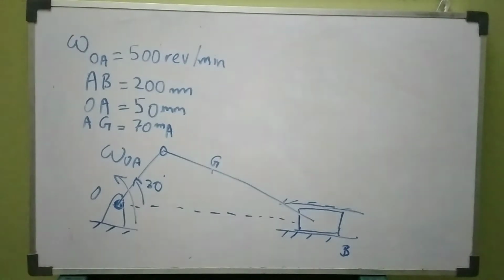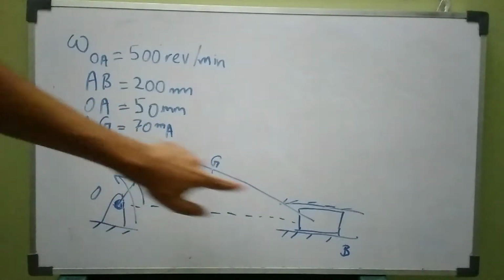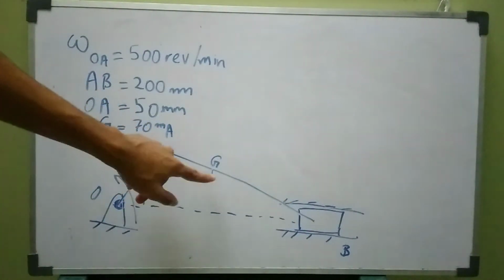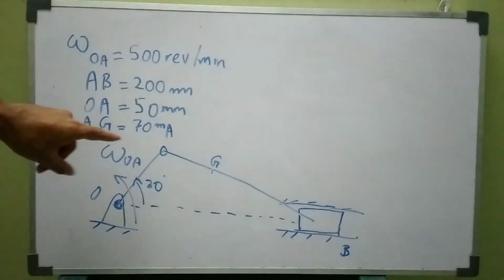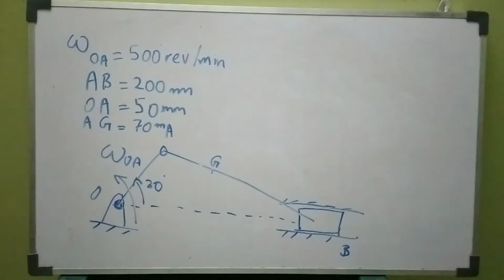Also find the velocity of the center of mass G of the connecting rod. So they have mentioned this is the center of mass of this rod AB. So we need to find what the velocity of this point is. Also they have given AG is equal to 70 millimeter. So please pause the video and try it on your own, so it would be very much useful, but be careful. Try to do it using the instantaneous center method.